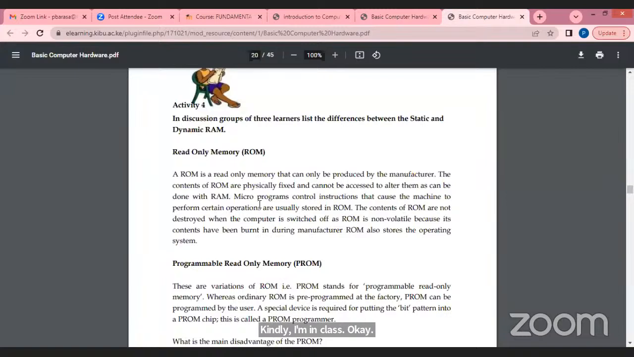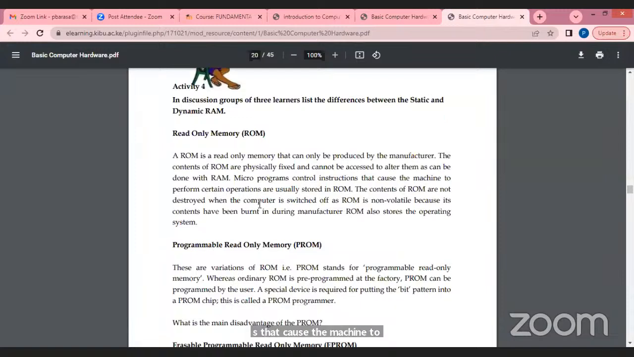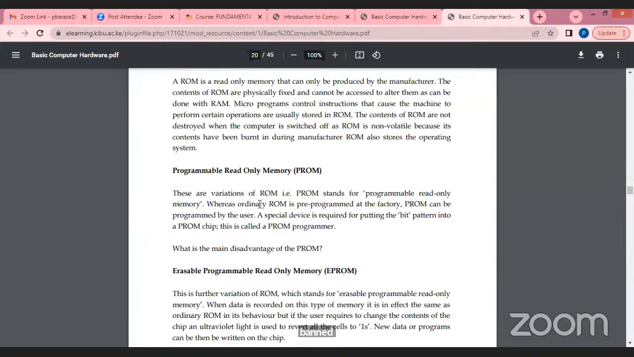The contents of ROM are physically fixed and cannot be accessed to alter them as can be done with RAM. So microprograms that control instructions causing the machine to perform certain operations are usually stored in ROM. The contents of ROM are not destroyed when the computer is switched off, as ROM is non-volatile because its contents have been burned in during manufacture. ROM also stores the operating system. So that's very important to know. Like for example, your phone, you have different operating systems, those who have Android, those who have Windows, depending on your phone. All that is in the ROM.